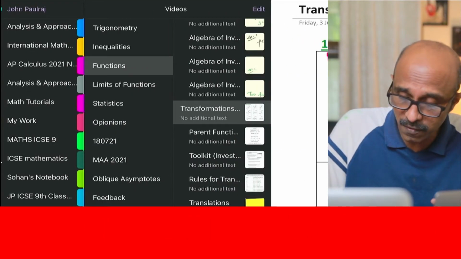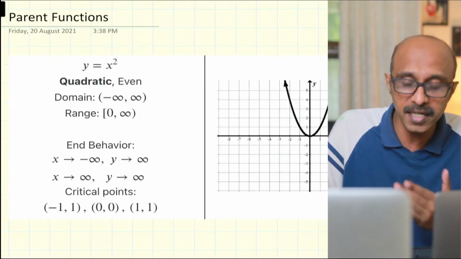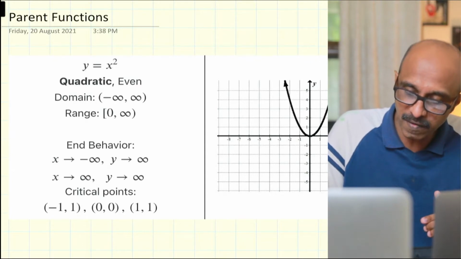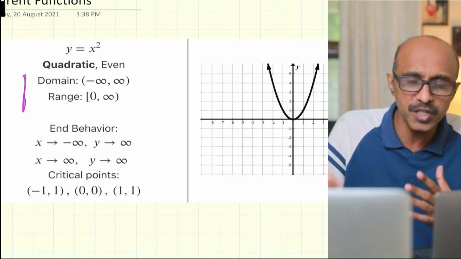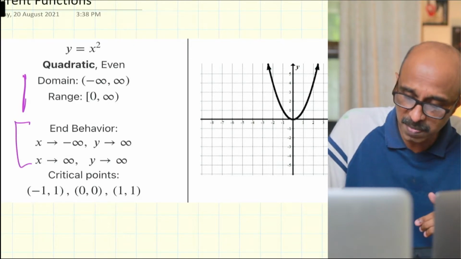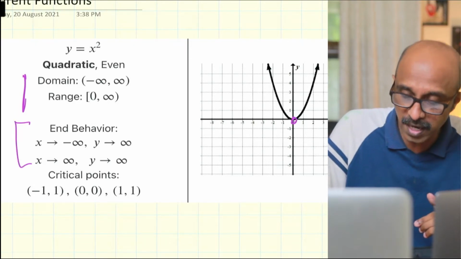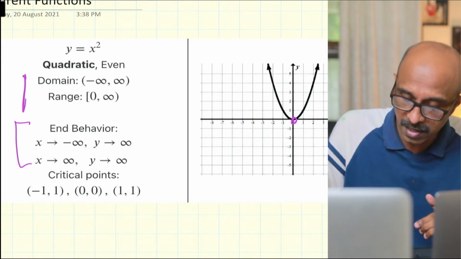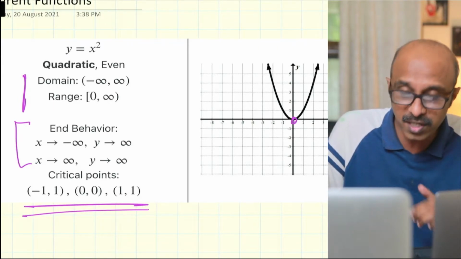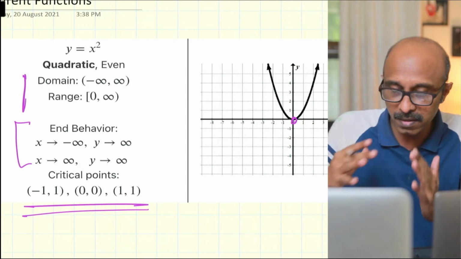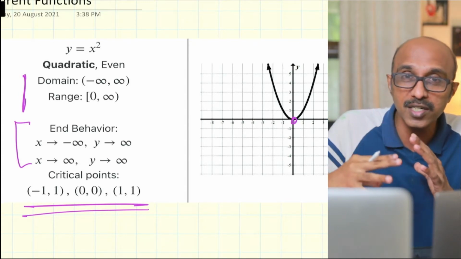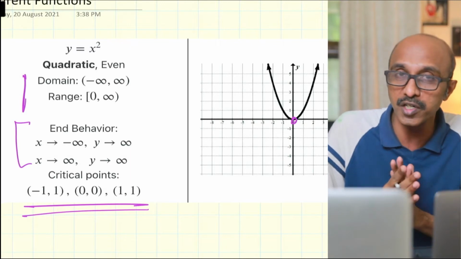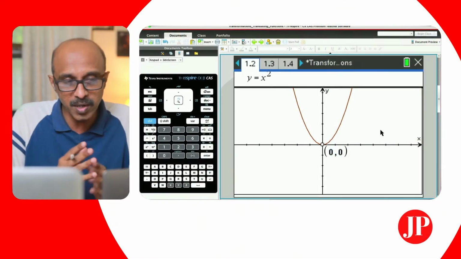You could have done that with any of the parent functions, but once you have identified the parent function, try and note down the domain and range and some of the features, like the end behaviors, maybe the vertex in the case of the quadratic, and some of the key points. These are not critical points like the stationary points, but key points that you would like to see how they have transformed from the parent function. So that being said, let's jump to our calculator.